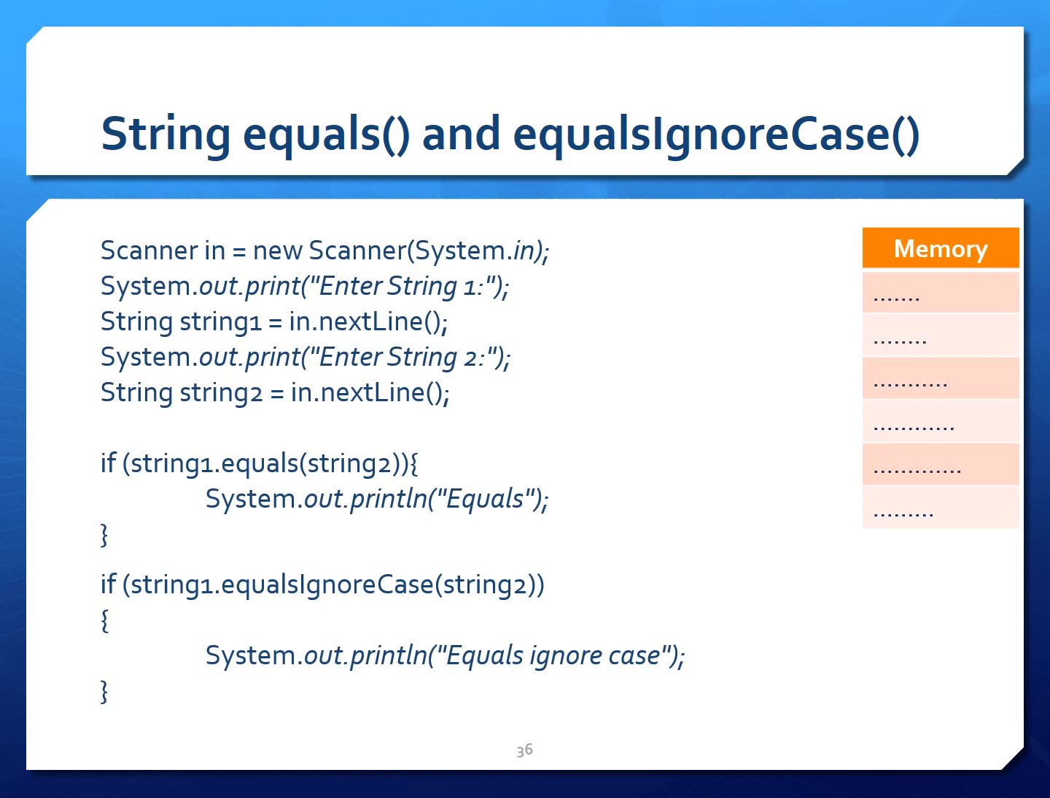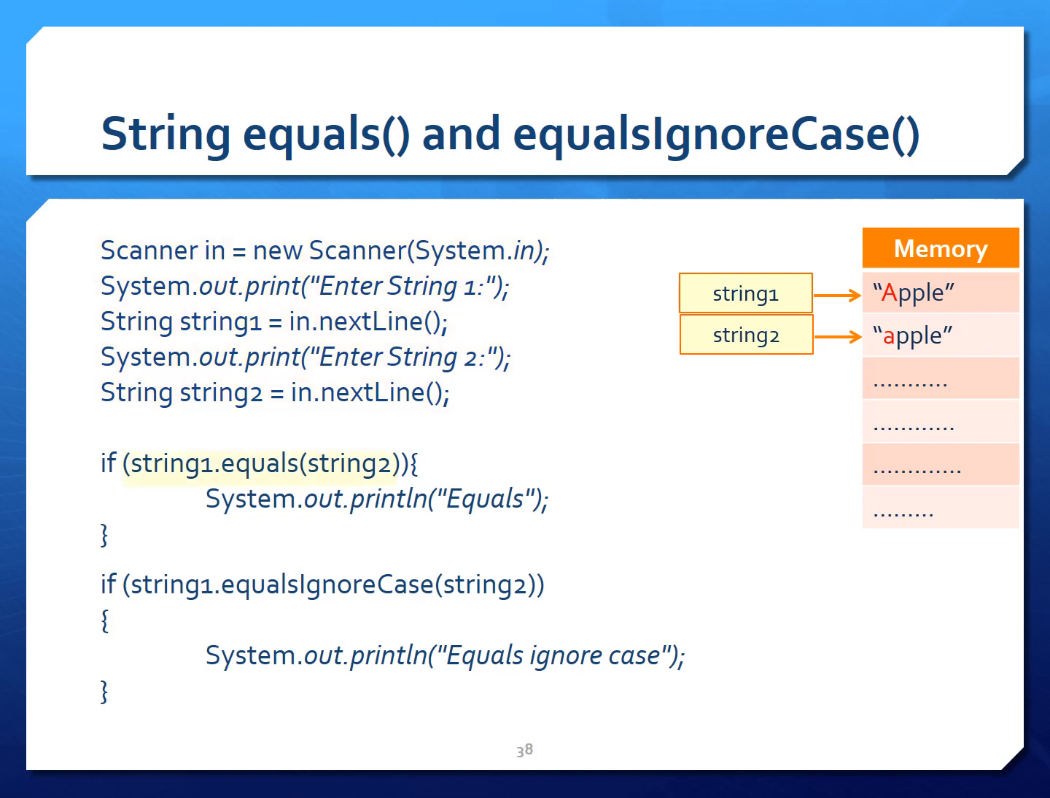In this example, we get two strings from the user and check if the content of the two strings are the same. First, we get two strings from the user. Assume the first string is apple, with the uppercase A, and the second string is apple, with the lowercase a.